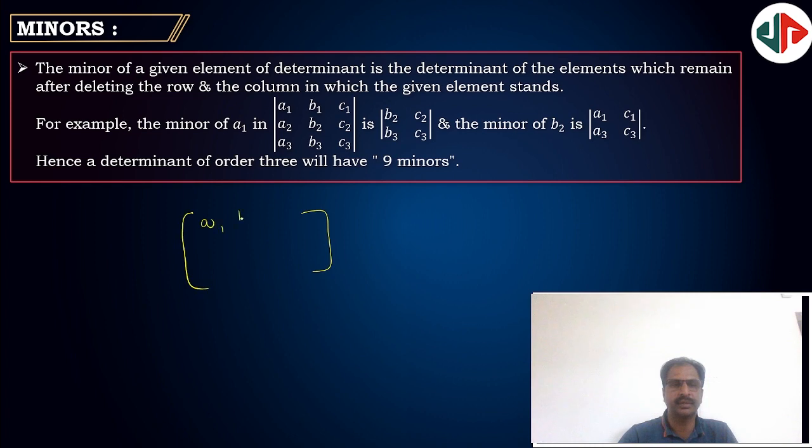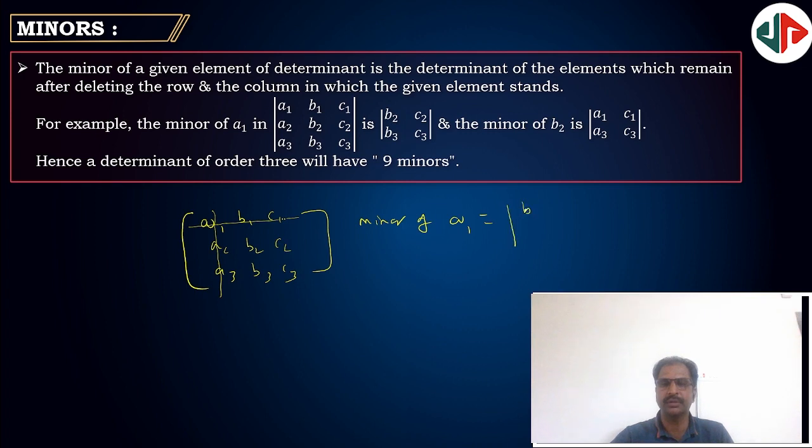Suppose you consider a matrix like this: A1, B1, C1, A2, B2, C2, A3, B3, C3. If you want to find the minor of A1, delete the row and column in which A1 is present. A1 is present in the first row, first column, delete those two. For the remaining part, you have to find the determinant: B2, C2, B3, C3. The value of this determinant is B2 C3 minus B3 C2. This determinant value is known as the minor of A1.